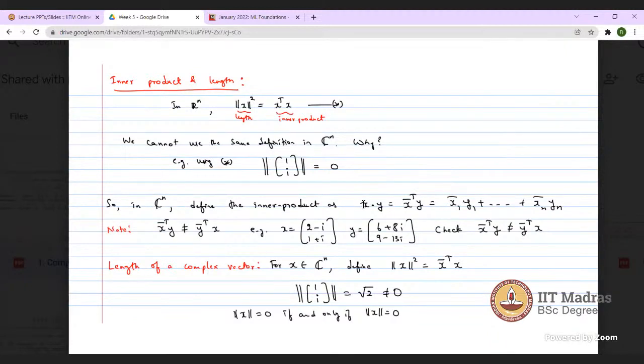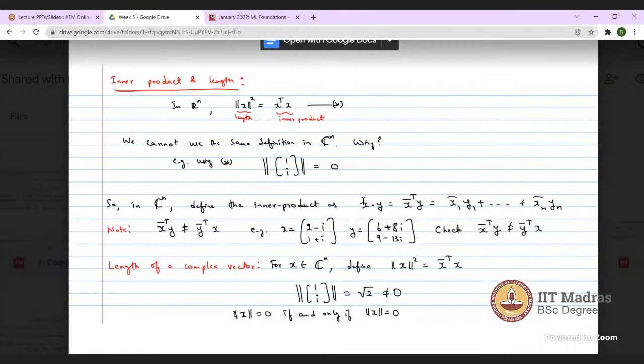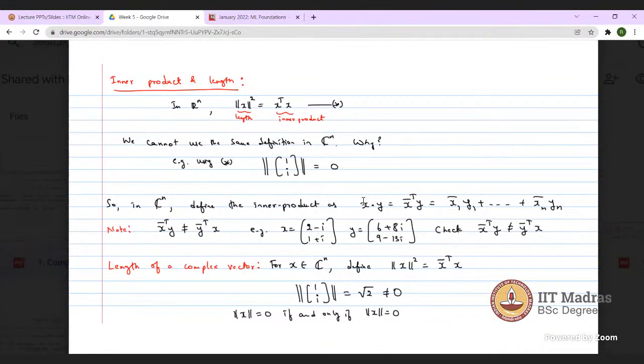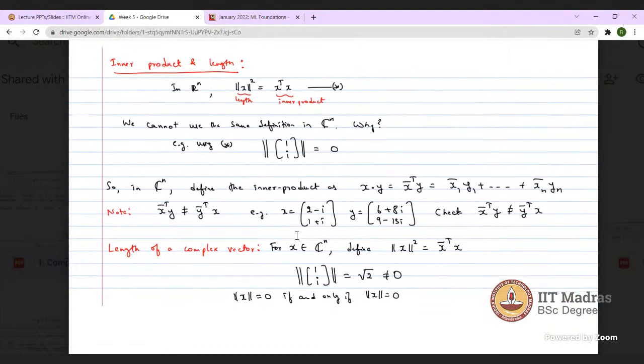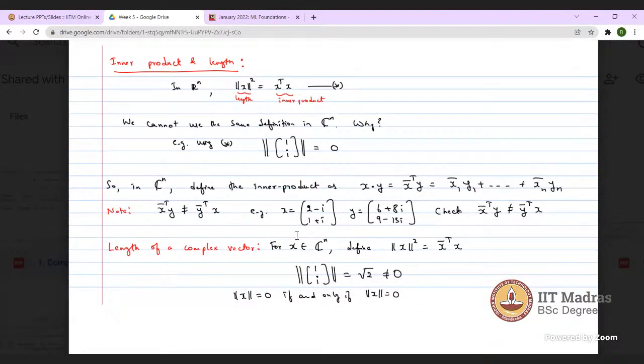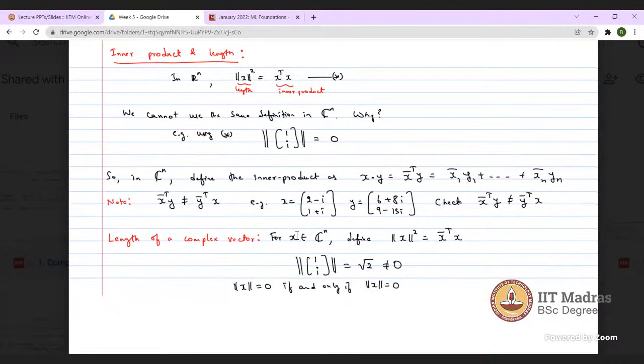Here also we'll be converting that to a single dimension, but here it won't be a real number. It could be a complex number also. Okay, is this clear what I'm talking about? Am I making sense? Yes, sir.